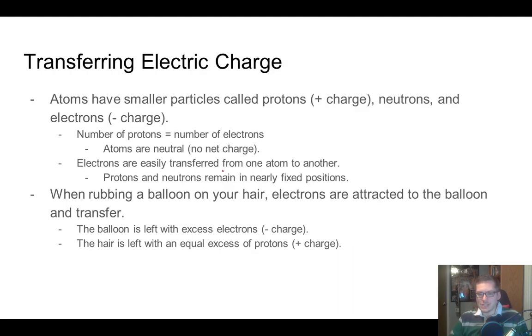So we can transfer these electrical charges by simply transferring electrons, essentially. In a neutral atom, the number of protons and the number of electrons are equal to each other because protons are positively charged and electrons are negatively charged. If they are equal to each other, you have no net charge, so you have a neutral atom. But electrons, because they're not stuck in one place, are easily transferred from one atom to the next. Protons and neutrons remain in pretty much fixed positions. They don't really get moved around too much, which is probably a good thing. But these electrons can move from one place to another. So essentially, these negative charges from these electrons can get moved from one place to the next.